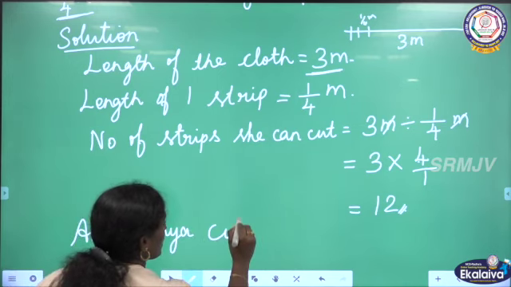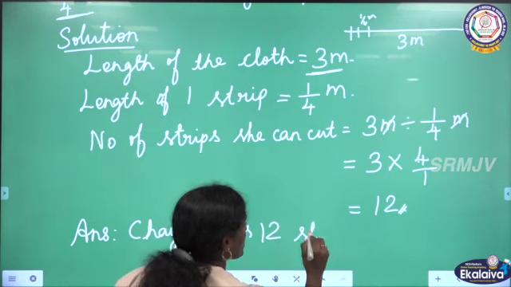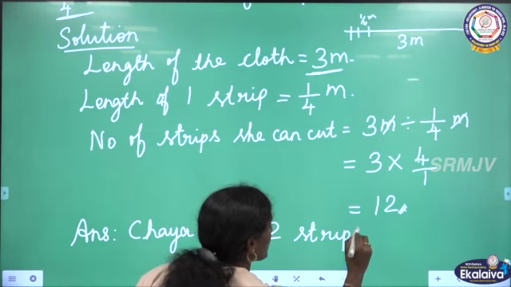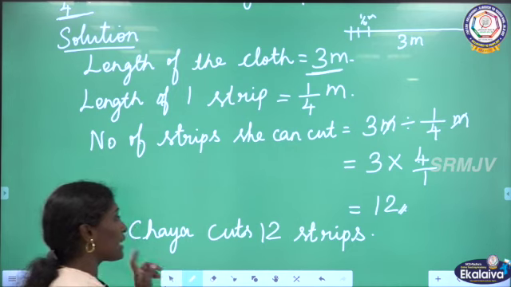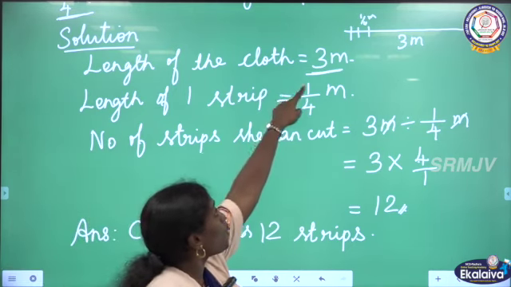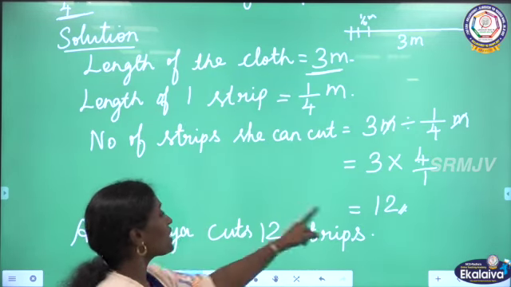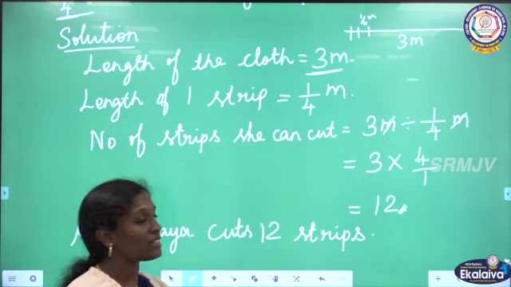Shaya cuts 12 strips. From the whole cloth, she can cut 12 strips. We are dividing the length of whole cloth by the length of one strip. Then we will get the number of strips she can cut.